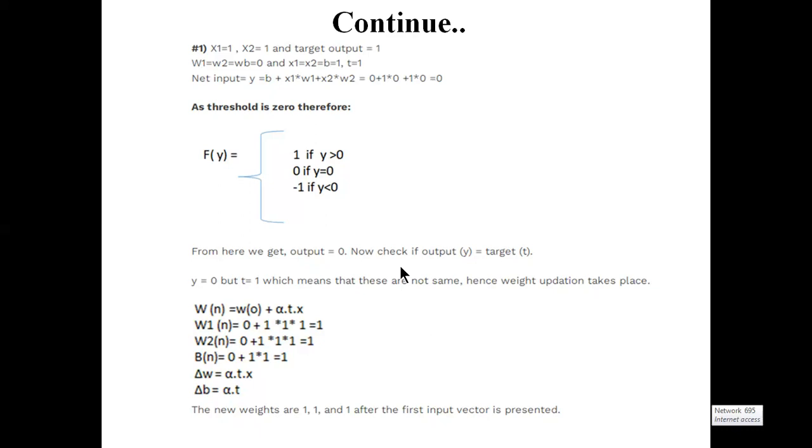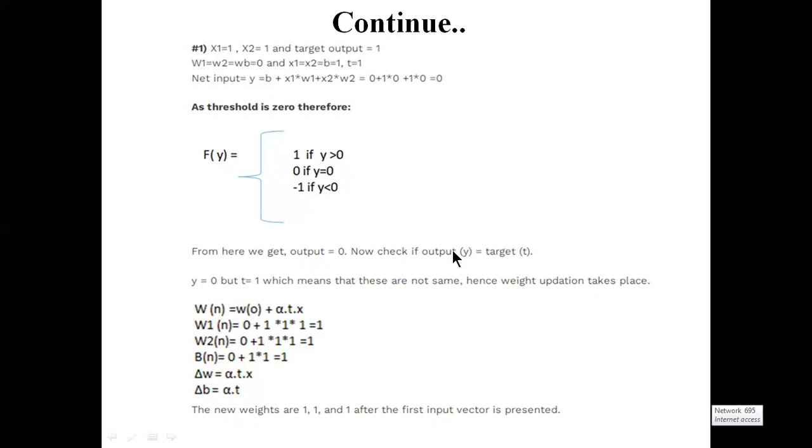In the initial stage, you can see that for the first input vector, x1, x2 are 1 and the target value is 1. Here w1, w2, and wb are 0 as the initial values, and x1, x2 and the bias are 1 and t equal to 1. So the net output will be y equal to b plus x1 into w1 plus x2 into w2. That will be 0 plus 1 into 0 plus 1 into 0, that is 0. Now coming to the activation function, when y equal to 0, the output of the activation function is 0. So we get the calculated output as 0.